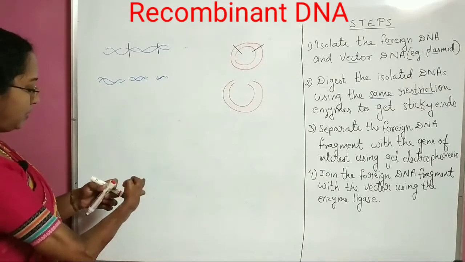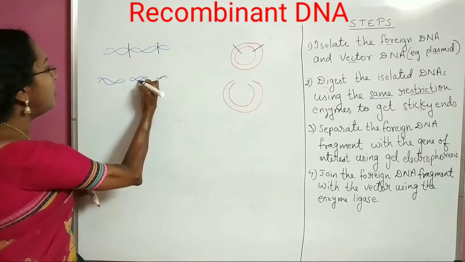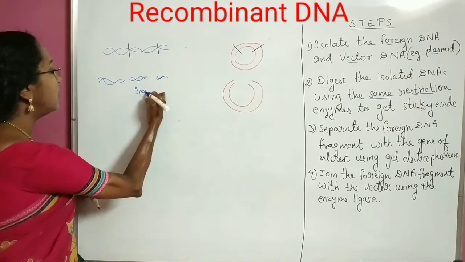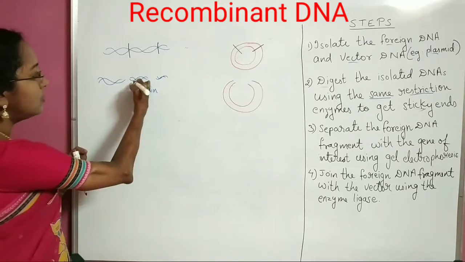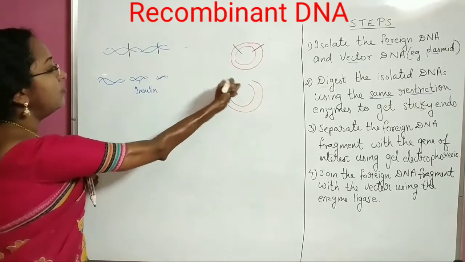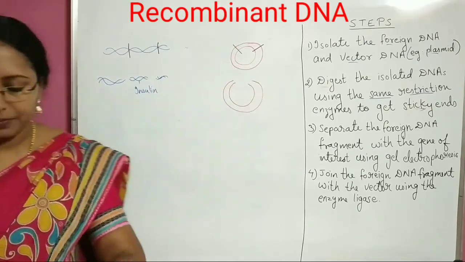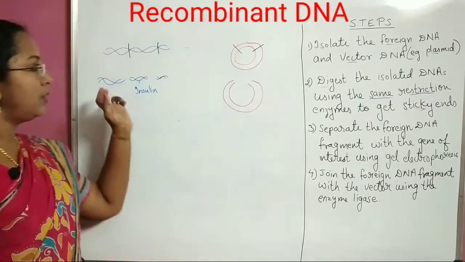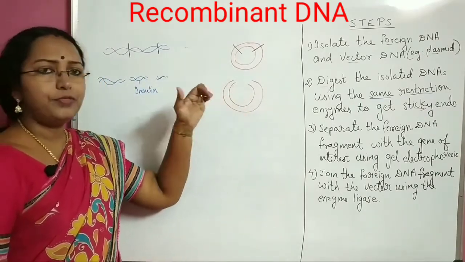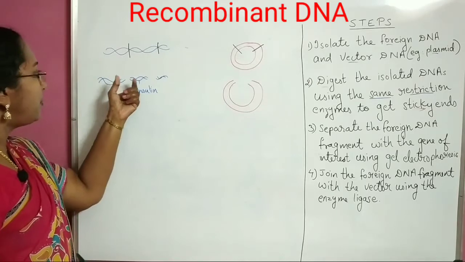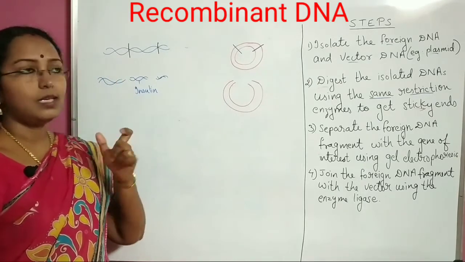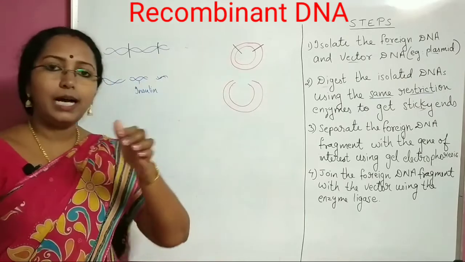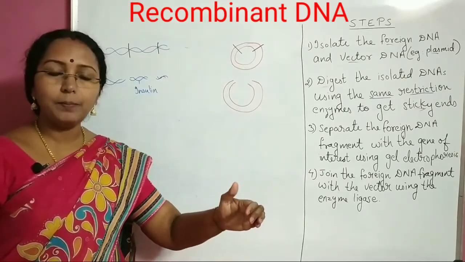For example, imagine if this segment is having that insulin producing gene. I want this gene or this DNA fragment to be here. Okay, this DNA fragment I want to place it here. So first what should I do? I should separate this insulin producing fragment, isn't it? I have taken the foreign gene, I have cut it using restriction enzyme.